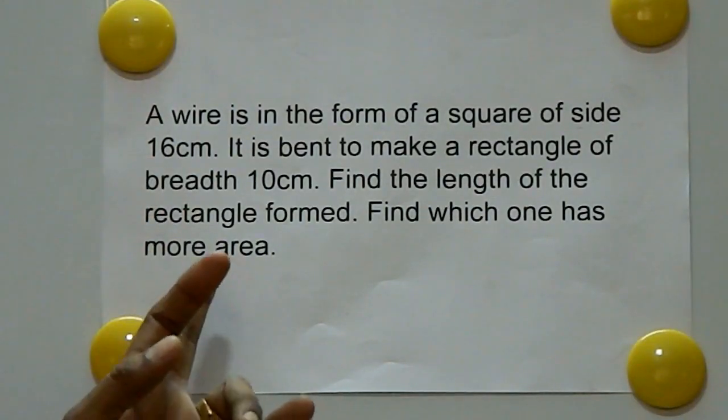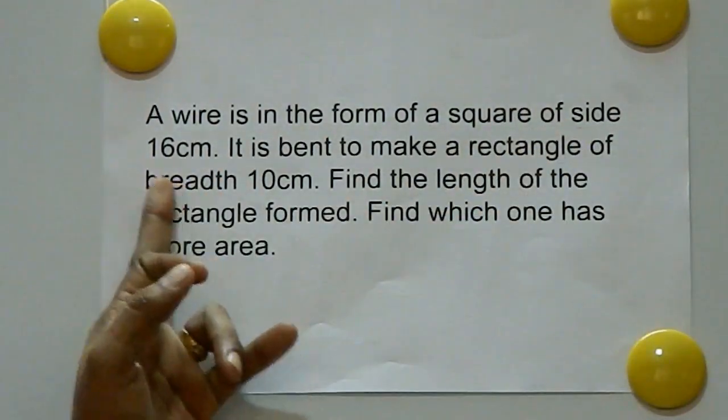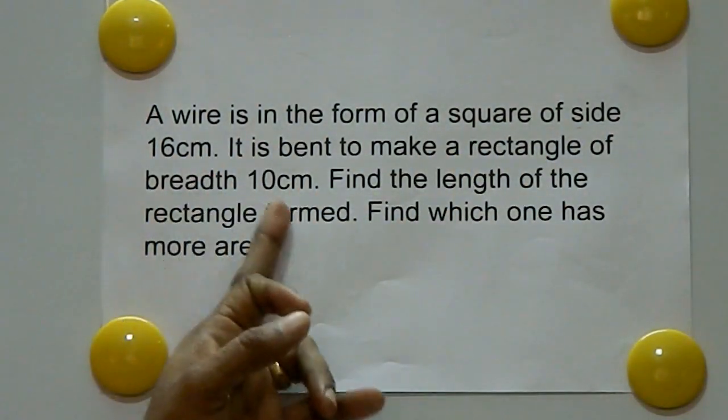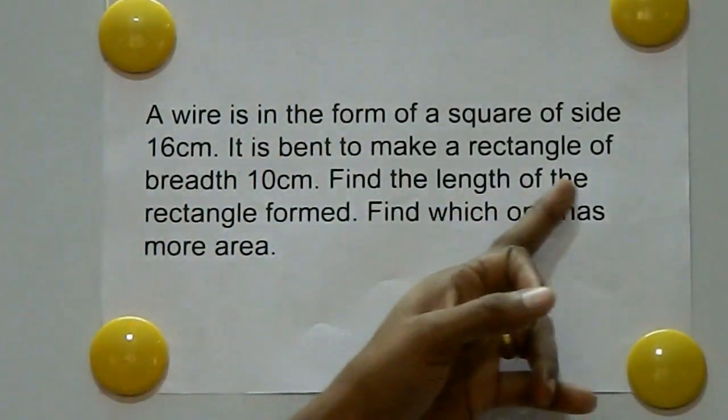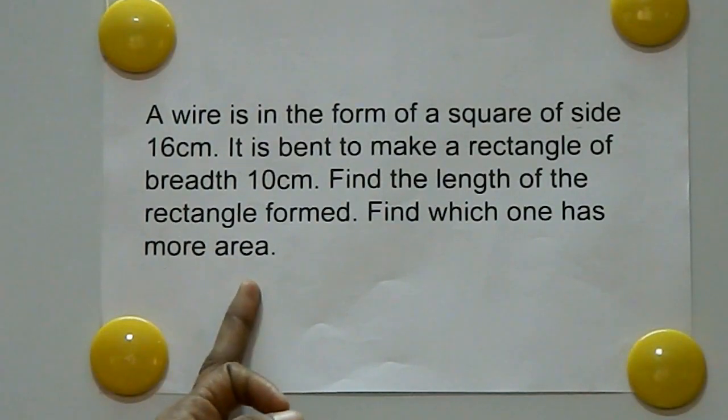One question we will explain. A wire is in the form of a square of side 16 cm. It is bent to make a rectangle of breadth 10 cm. Find the length of the rectangle formed. Find which one has more area.